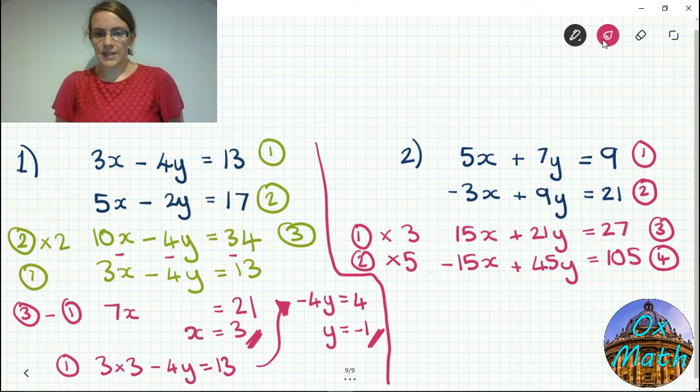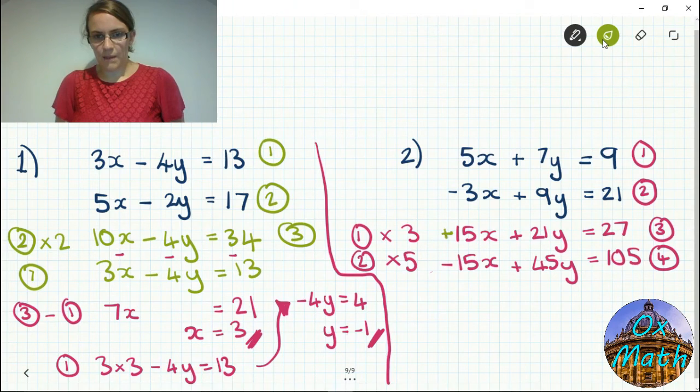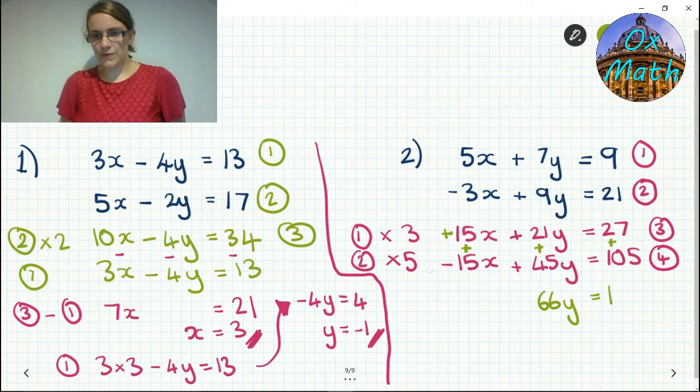So we are going to eliminate the x's this time. So because we've got a positive 15x here and a minus 15x, we're going to need to add them together to cancel them out. So if we add those together, we add everything else as well. So 15x add minus 15x cancels out. 21y add 45y gives me 66y, and 27 add 105 gives me 132. Divide both sides by 66 gives me y equals 2.